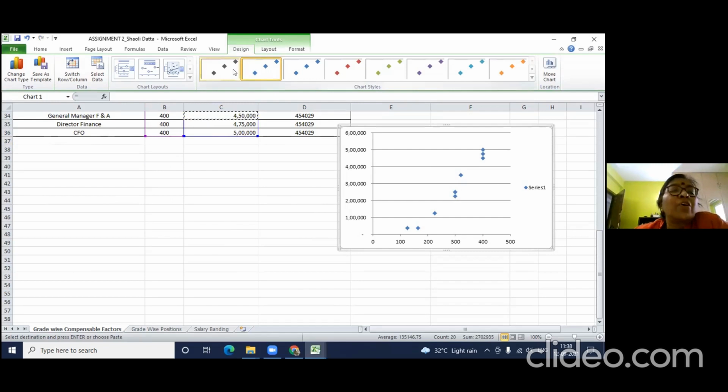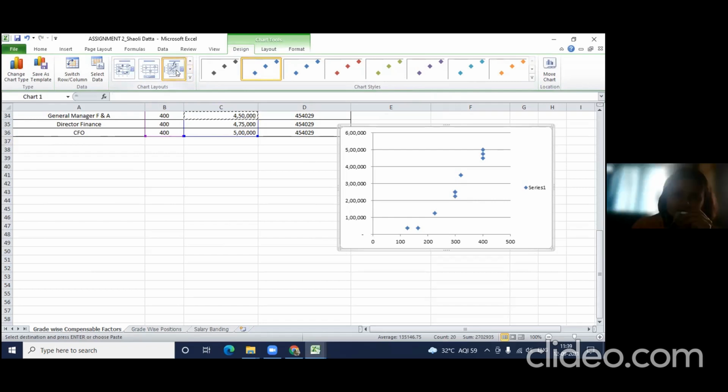Then you will have quick layout. There are chart layouts. Can you see chart layouts to the left side? Yes. If you go to the last one, that must be the FX. If you go to look at all the layouts here, click that FX. This one.